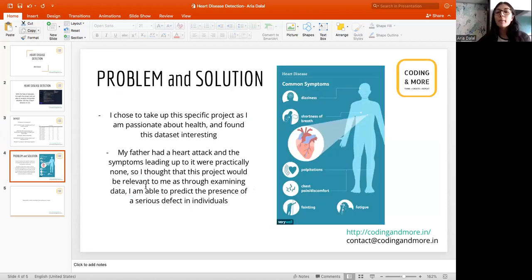Now, moving on to the problem and solution, I chose to take up this specific project not only because I'm passionate about health, but because I've had an experience where my father was asymptomatic and had a heart attack. So I think it's interesting how we are able to analyze data sets and many different symptoms to predict whether a person is suffering from a heart disease or not.